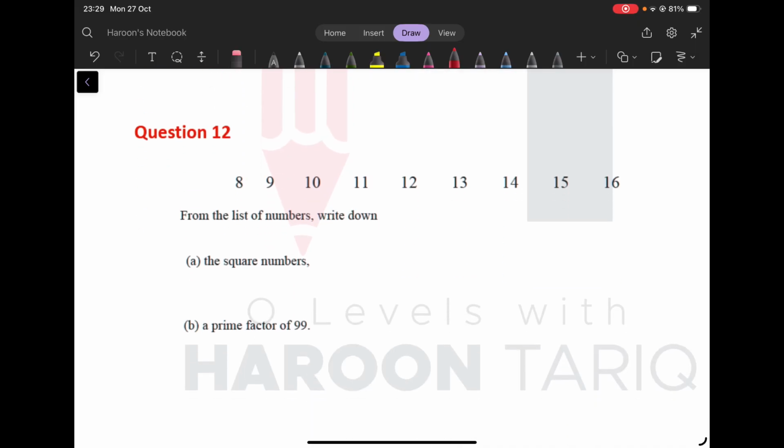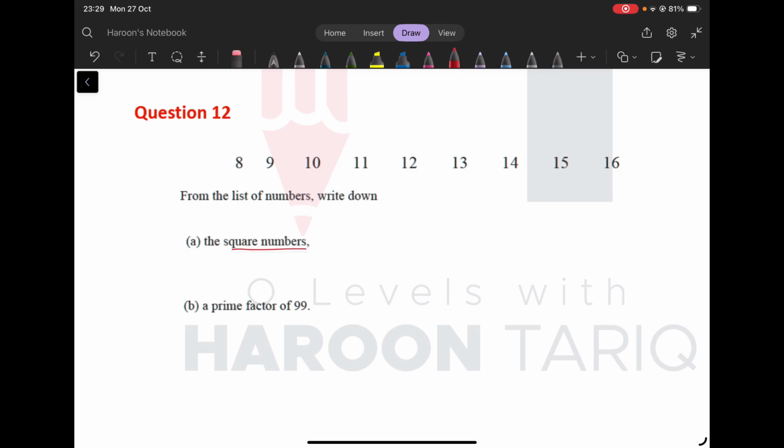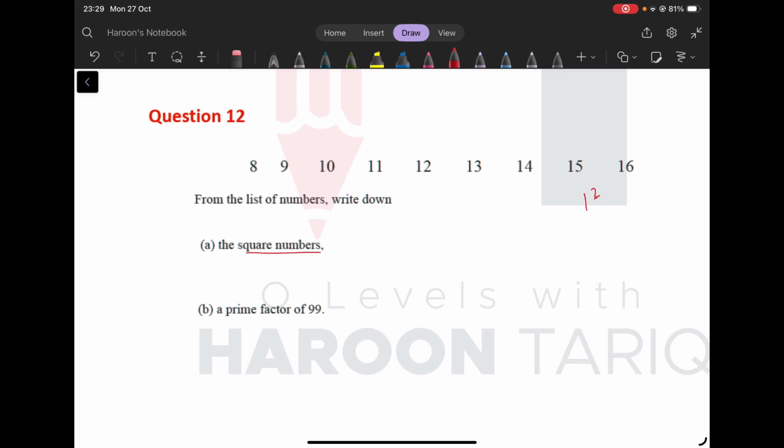This is the answer. From the list, write down square numbers. So square numbers are basically 1 squared is equal to 1, then 2 squared is equal to 4, 9, 16, 25, and so on. So we are looking for square numbers over here. You see we have 9 over here, and we have 16 over here as well. So 9, 16.